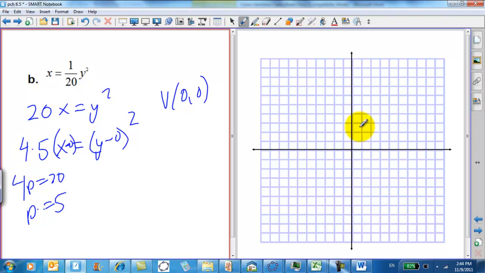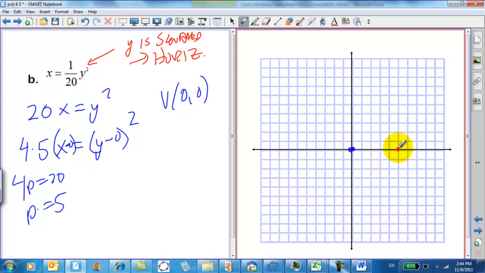And so now this time we have a lot more play here. It's not so cramped in. But because the y is squared instead of x, that makes it a horizontal parabola. So from the vertex, we're going to expect the focus to be to the right of the vertex. So we go 5 to the right, 1, 2, 3, 4, 5. And there's our focus. And the directrix will be 5 behind it, 1, 2, 3, 4, 5. So here's the directrix out here.